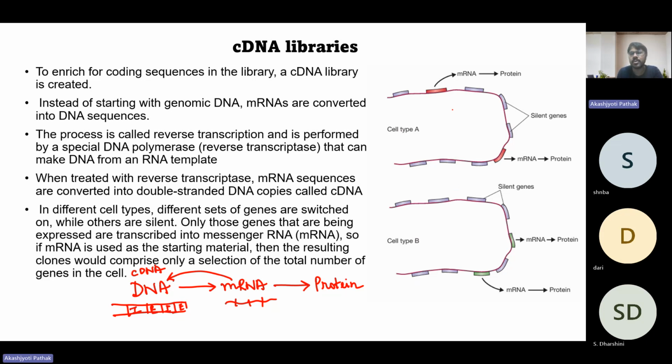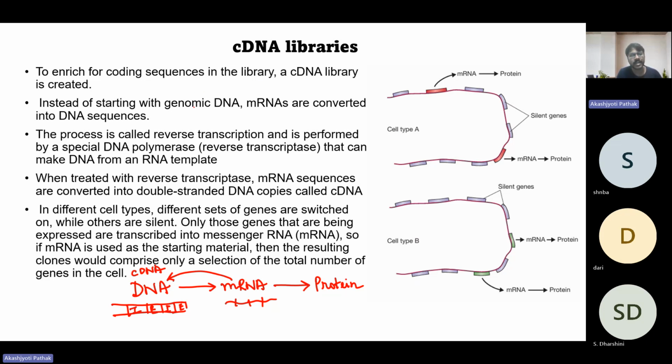So now, if you want to understand what type of gene is getting expressed in a particular cell, then you can do the screening of the cDNA library. So what is your cDNA? It is used to enrich for coding sequences in the library. Basically, the cDNA contains only the coding sequences in the genome. That is why, if you want to enrich the coding sequences in the library, a cDNA library is created.